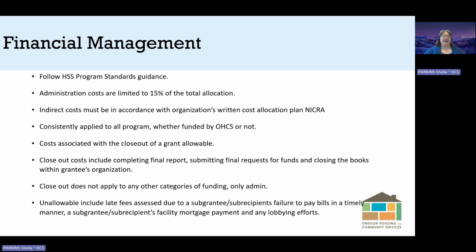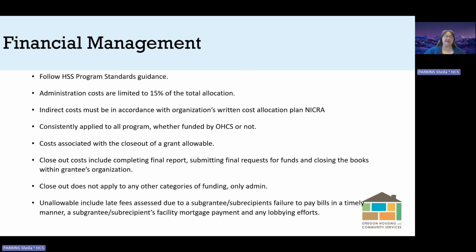This takes us to the financial management section. Once again, please be sure you and your subrecipients are following all the HSS program standards identified in the HSS program standards guidance, such as fiscal standards. For EHAP General Fund, DERF, ERA, and SHAP, the administration costs are limited to 15% of the total allocation. You can always budget less than 15%, but you can never budget more than that.